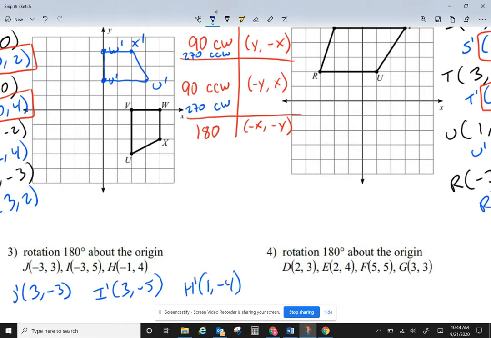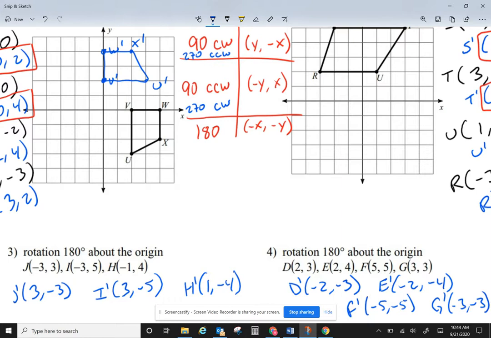So if I'm looking for D prime, I do -2, -3. If I'm looking at E prime, I have -2, -4. If I'm looking for F prime, I have -5, -5. And lastly, for G prime, -3, -3. I switch the signs on each number.